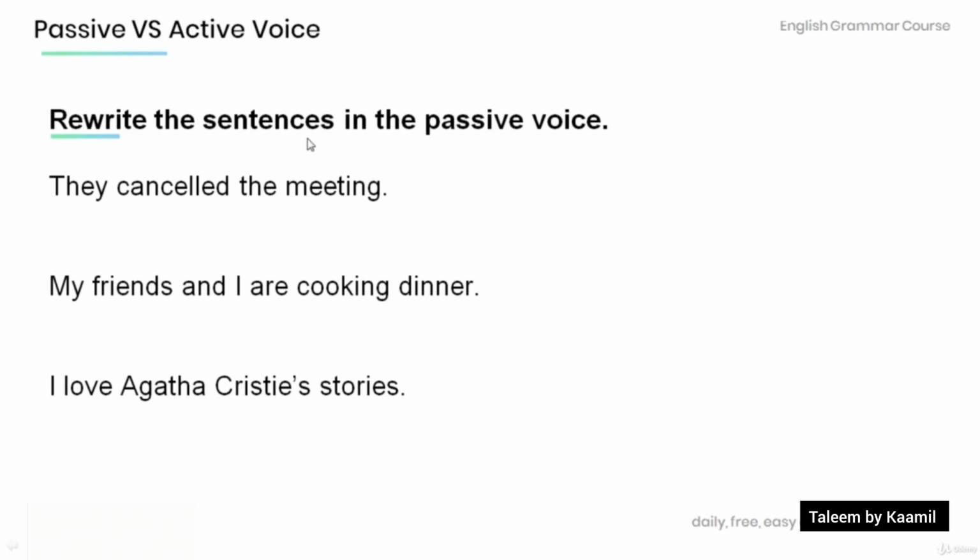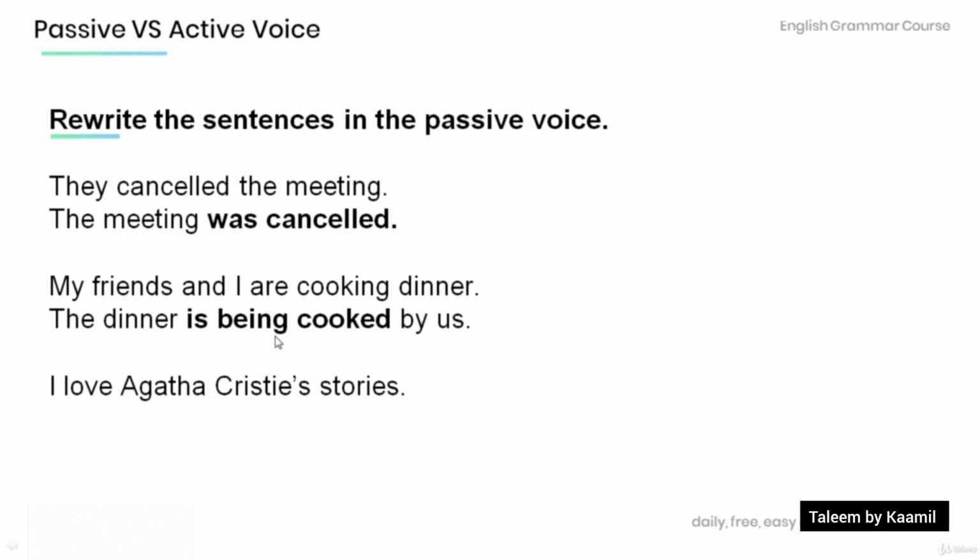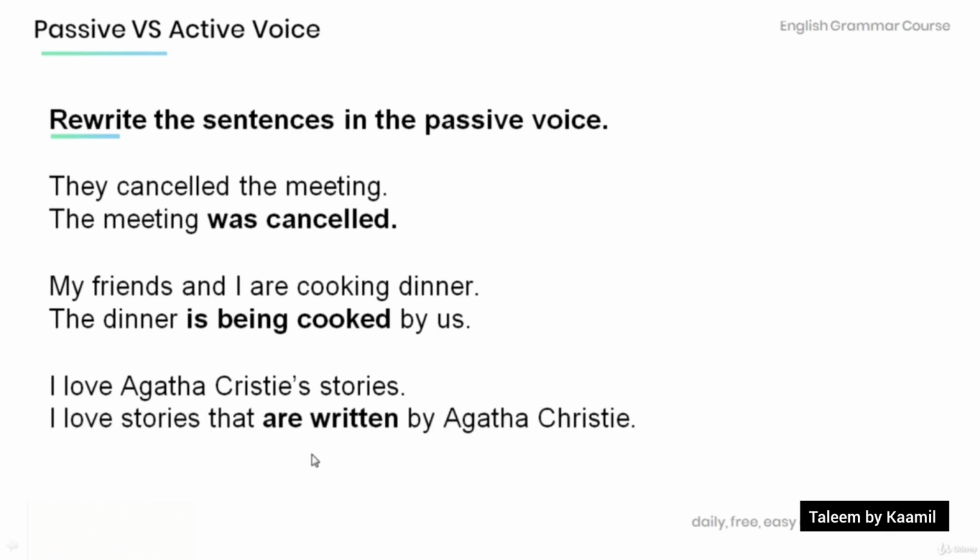Now rewrite the sentences in the passive voice. They canceled the meeting. The meeting was canceled. My friends and I are cooking dinner. The dinner is being cooked by us. I love Agatha Christie's stories. I love stories that are written by Agatha Christie.